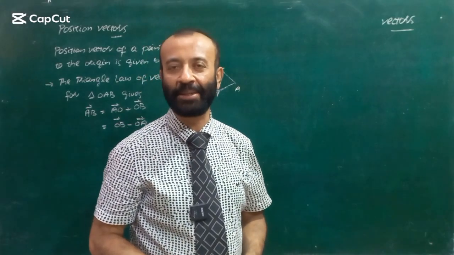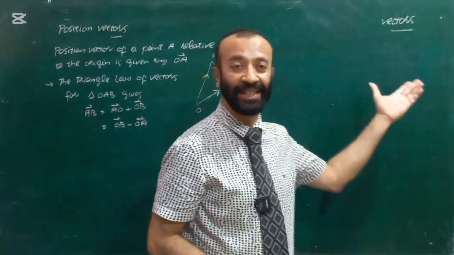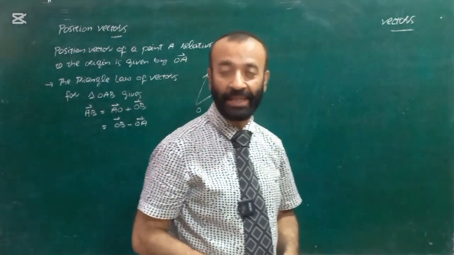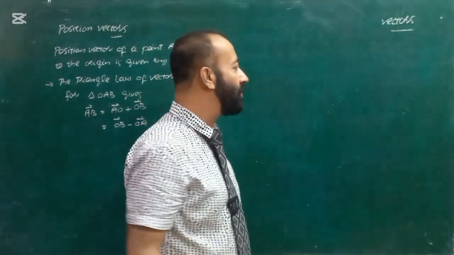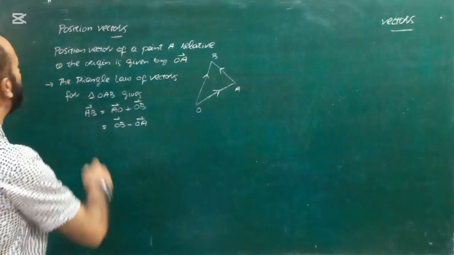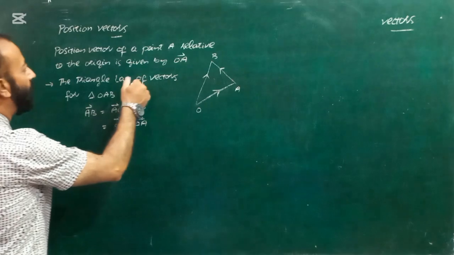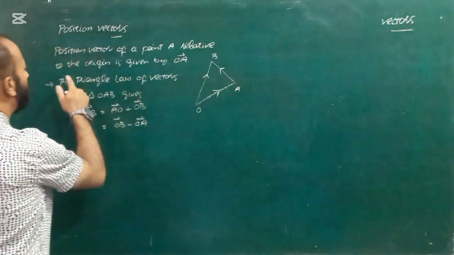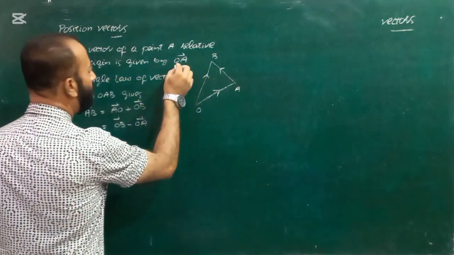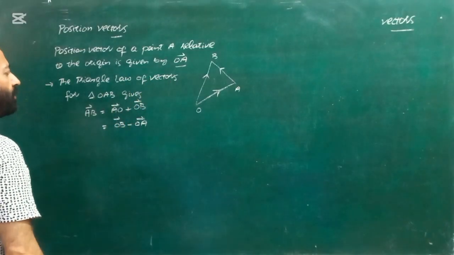Good morning, students. Today we are going to start the fourth lecture of the topic of vectors in the subject of Pure Mathematics 3. So concentrate yourself. Our first topic for today is position vectors. Position vector of a point A relative to the origin is given by OA. So this is the definition of the position vector.